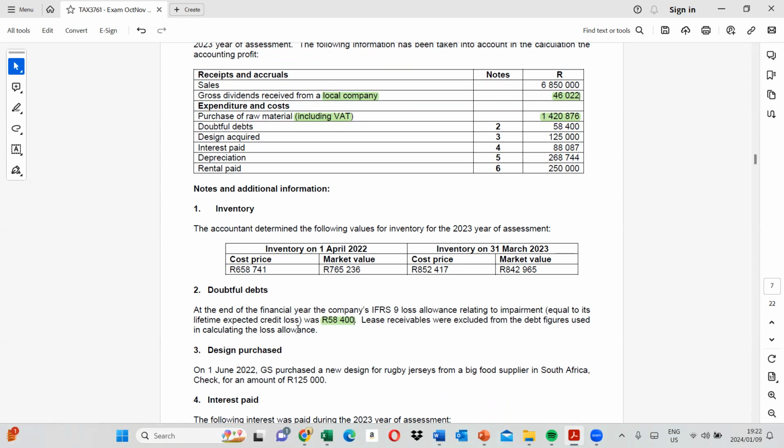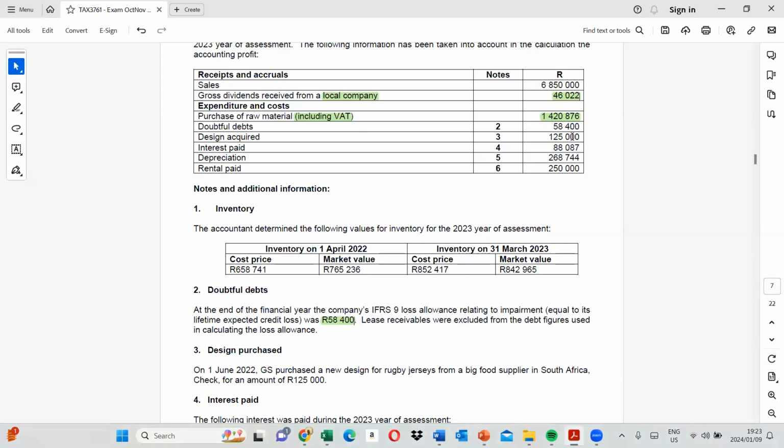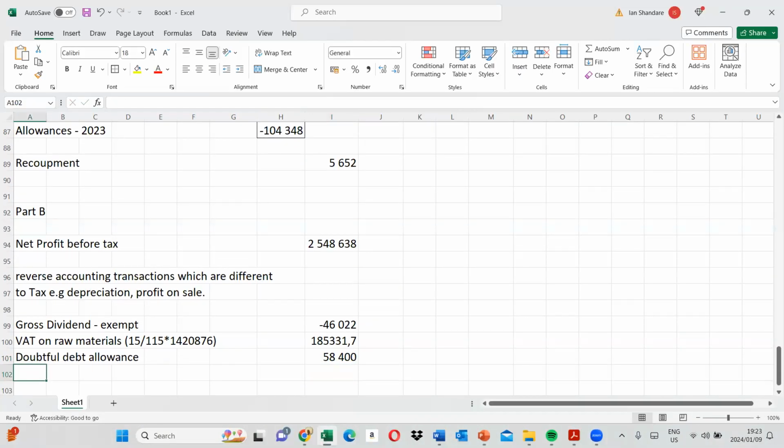Now, the allowance which accountants calculate is different to the allowance which SARS use. So what do we do in regards to this? We have to reverse the doubtful debt allowance that the accountants deducted there. So the accountants deducted 58,400. So we have to add it back. And then we have the SARS allowance.